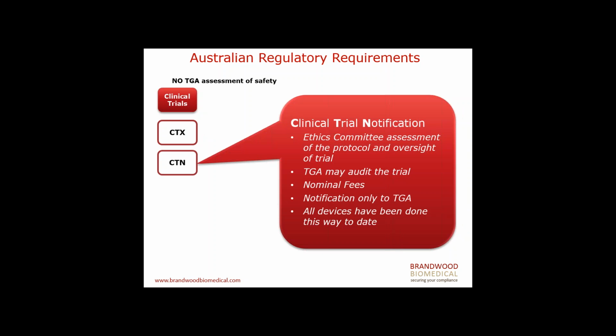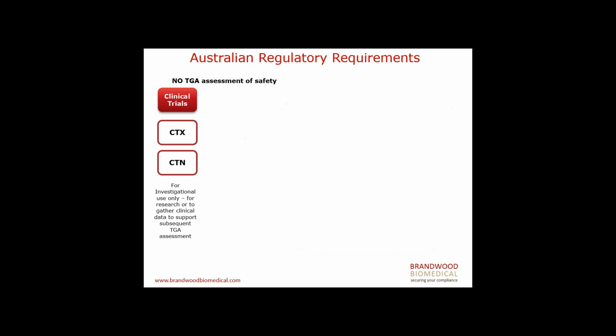However, the other method is the clinical trial notification scheme. Basically, the manufacturer develops the protocol and gets hospital ethics committee approval. That's done without telling TGA, but there's an additional form that must be submitted to TGA, and this is just a notification that you are conducting clinical trials, and it might be a few hundred dollars. This is actually the most popular method, and it's how things have been done to date from our knowledge. As I mentioned before, these devices which fall under clinical trials are for investigational use only. They're for research or to gather clinical data to support a subsequent TGA application assessment.